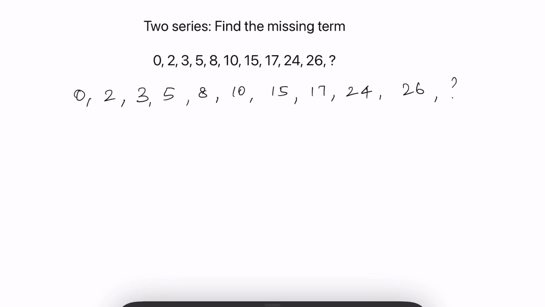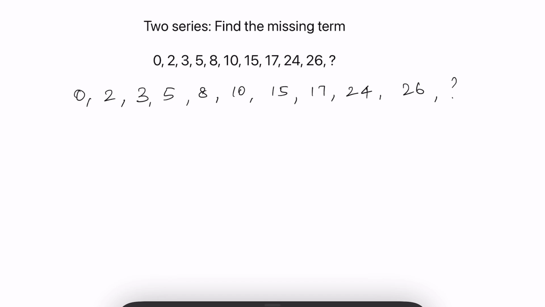So if you take a look at this particular sequence of numbers, we have 0, 2, 3, 5, 8, 10, 15, 17, 24 and 26, and we have to find the missing number. If you take a look at it as a single series, you may not be able to find a proper correlation between these numbers. However, let's start looking at it from a different angle.